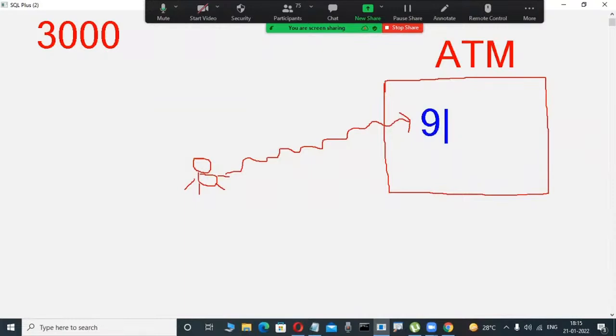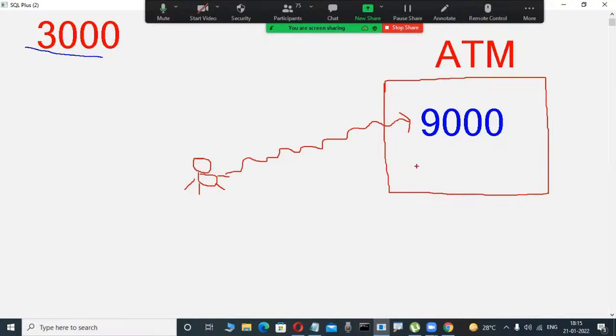Now as I try to withdraw 9000 rupees, am I getting 9000 rupees? No. Here my balance is 3000, so how can I get it? Okay, so 9000 rupees is impossible.